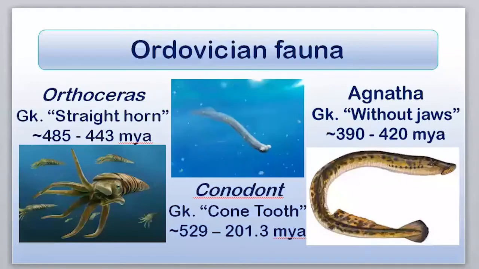Then you will come to the Ordovician fauna. There are three creatures I've put in this slide. If anyone knows about these animals, you can tell. There's Orthoceras, there's Conodont, there's Agnatha. Excuse me, sir. Yeah. Sir, Orthoceras is a distant relative of squids. Squids. Yeah. Good.